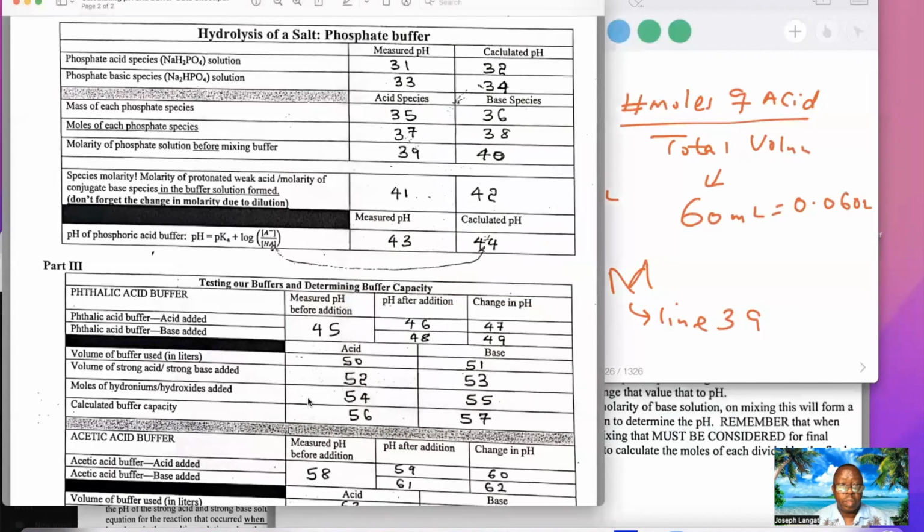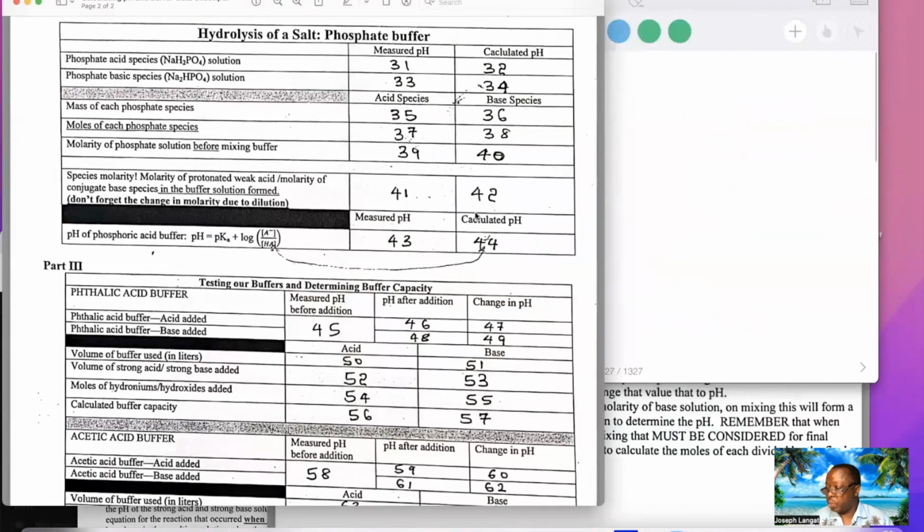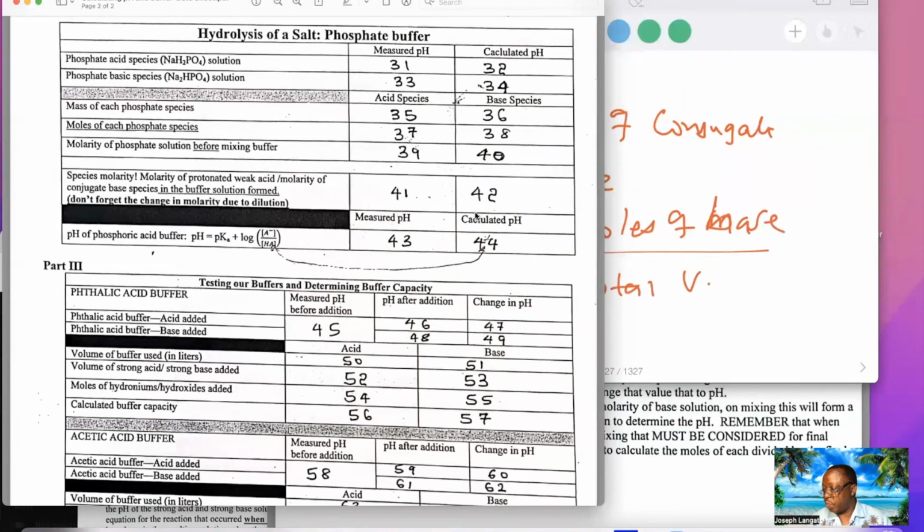To get number 41 here, the same thing for 42. Molarity of the conjugate base is given by the number of moles of this over total volume.